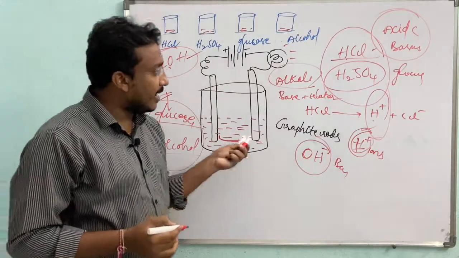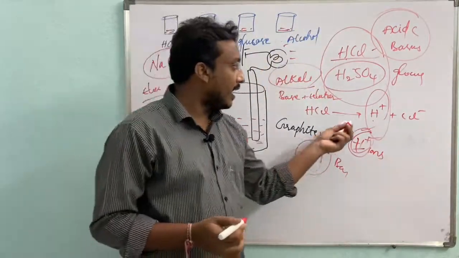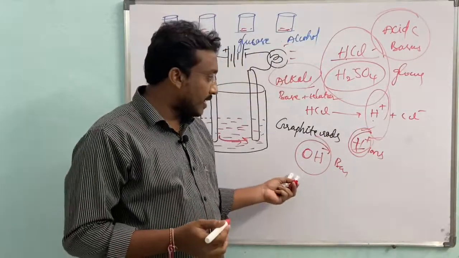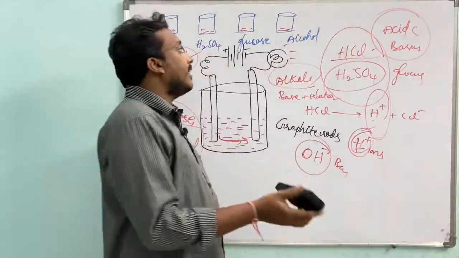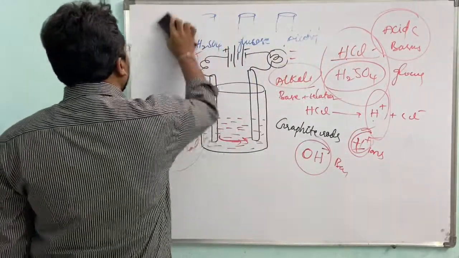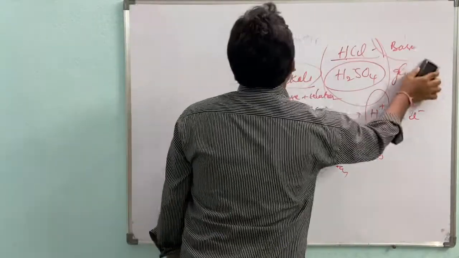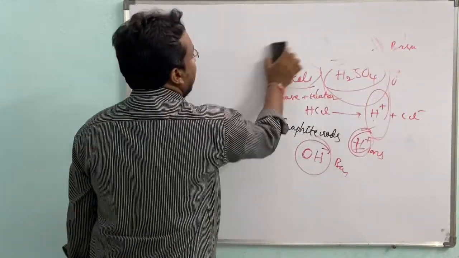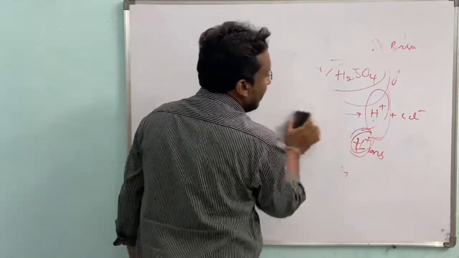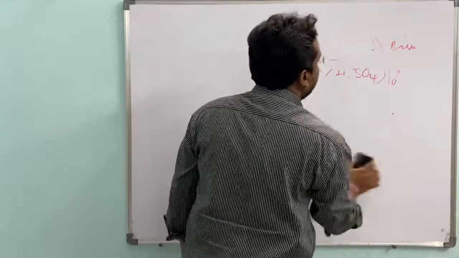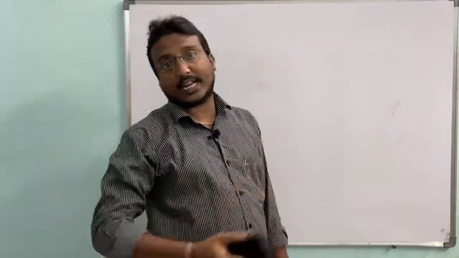Then what do they contain? Acids contain H plus ions and bases contain OH minus ions. Here we are going to discuss one more activity. Only in the case of water, the acids release H plus ions. To know this, we have to do one more activity.